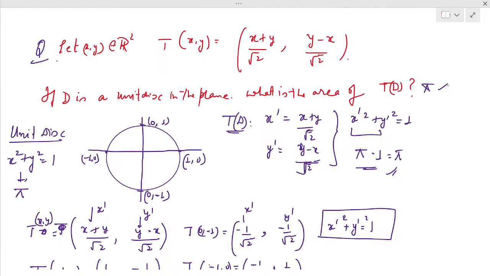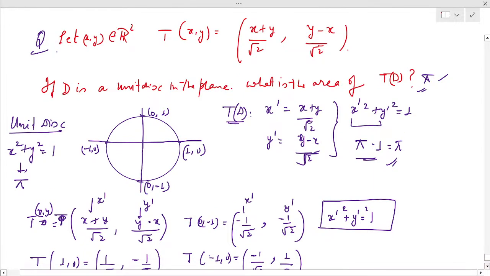Okay, area is pi. Good. So I think this is clear. I think I got just confused because of this transformation. Overall, understand that this TD is nothing but equal to what? It is equal to (x plus y) upon root 2 and (y minus x) upon root 2.